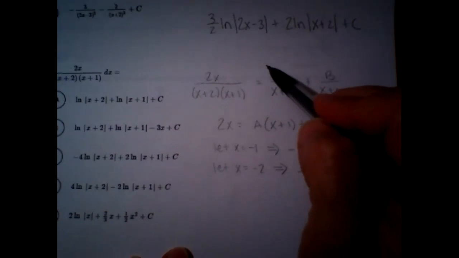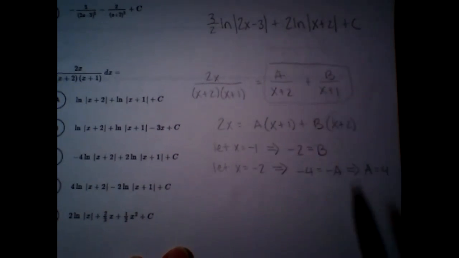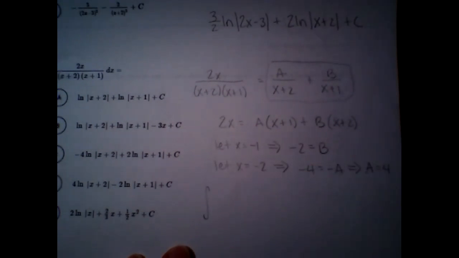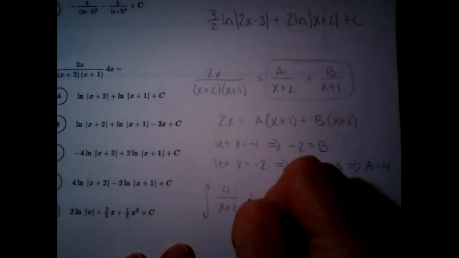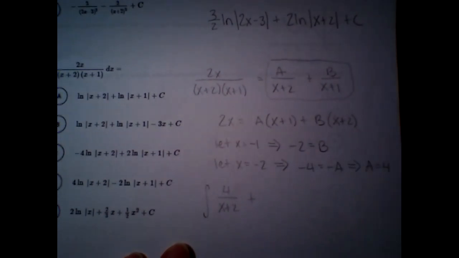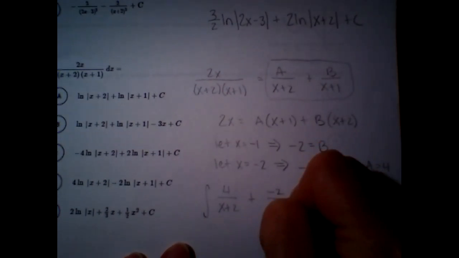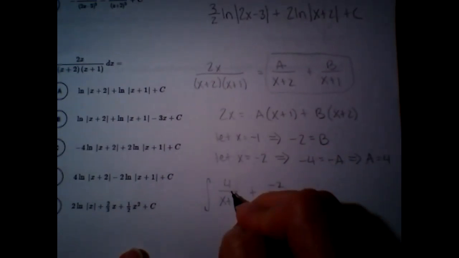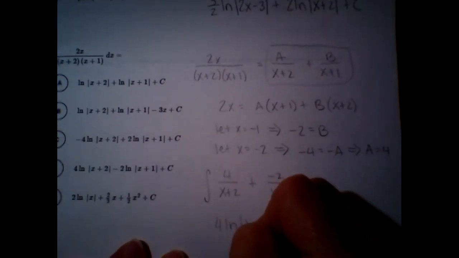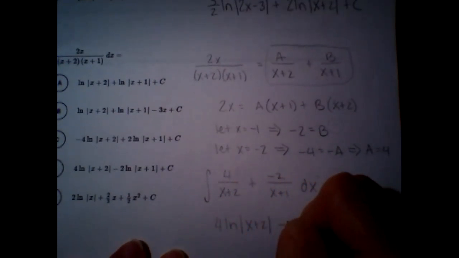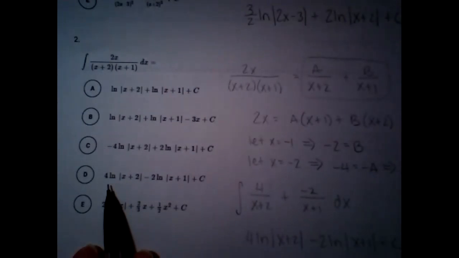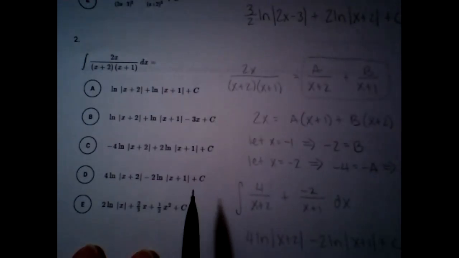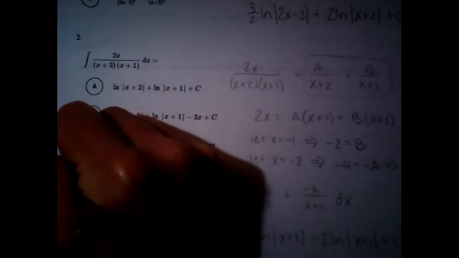So I'm going to put those back into these fractions and put it back inside of the integral. So a is 4, and b is negative 2. So this will give us 4 ln x plus 2 minus 2 ln x plus 1 plus c. So let's see, is that D? Check the whole thing. Yes, that one is D.